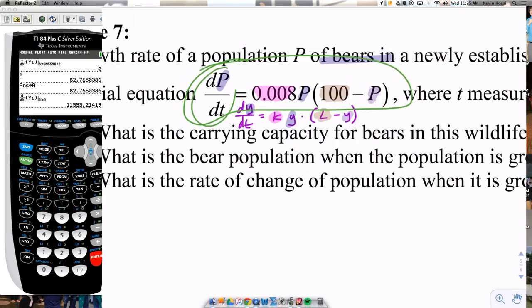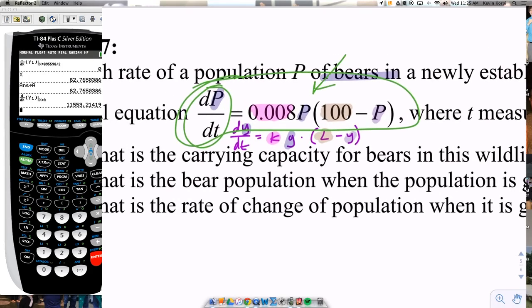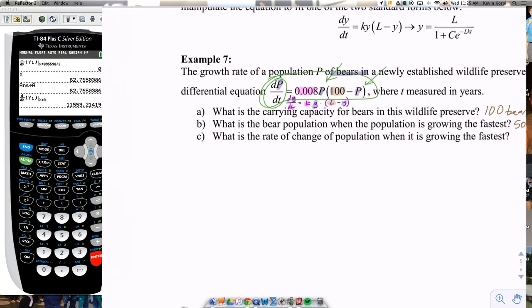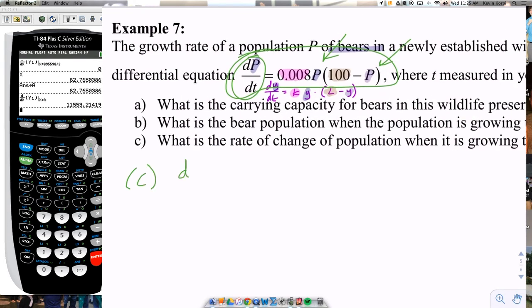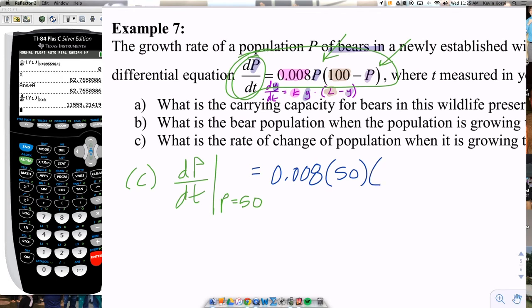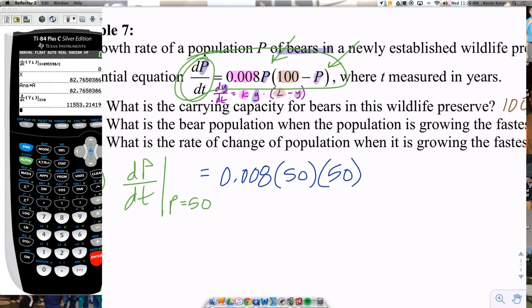All I need to do to figure out how fast the bear population is changing is to know what the population of bears is at any given moment. So part C, we could say dP/dt evaluated when P equals 50. Again, that's using Leibniz notation. It would equal 0.008 times 50 times (100 minus 50), which is 50. And of course, you could figure out what that is. Type it into your calculator or leave it like that. And what would the units be? dP/dt would be bears per year.